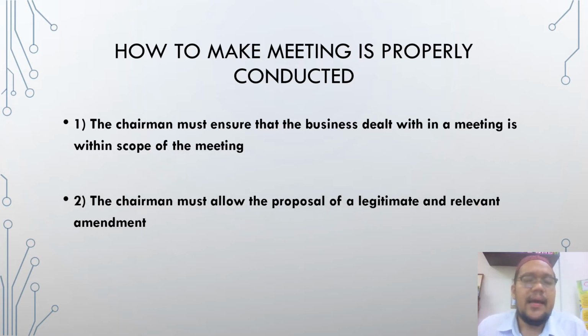Second, the chairman must allow the proposal of legitimate and relevant amendments. A legitimate proposal means a suggestion from the members that is valid, not something irrelevant. And amendment is in terms of the content of the minutes before, for example. Sometimes the secretary makes typing errors, so the chairman must allow the relevant amendment if the members say so.